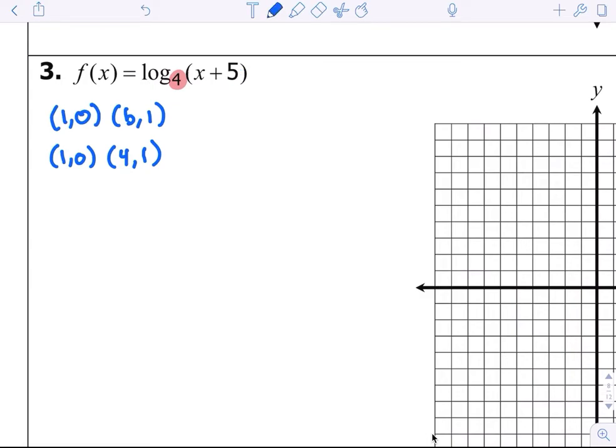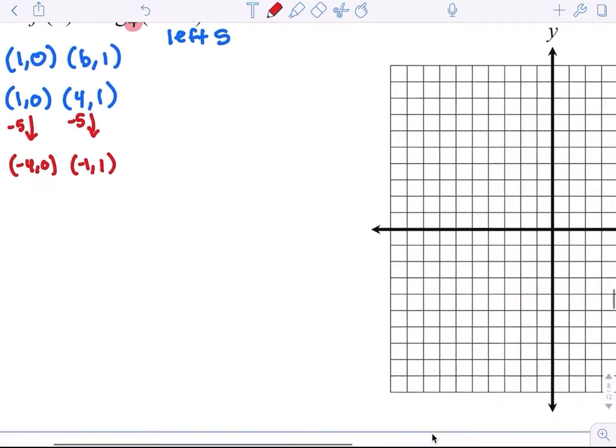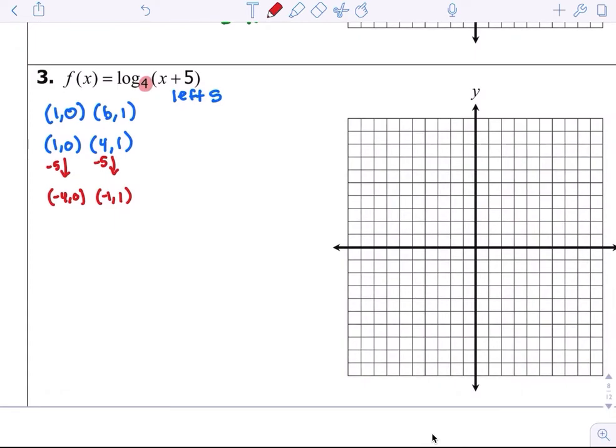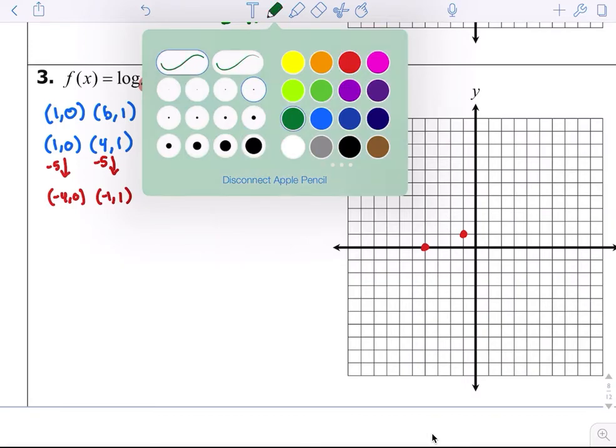Now we're going to add this. Remember, this goes left 5, and left 5 affects the points by subtracting 5 from your x values. So we're going to get negative 4 comma 0, and negative 1 comma 1. If we plot that, negative 4 comma 0, 1, 2, 3, 4, and negative 1 comma 1. There we go.